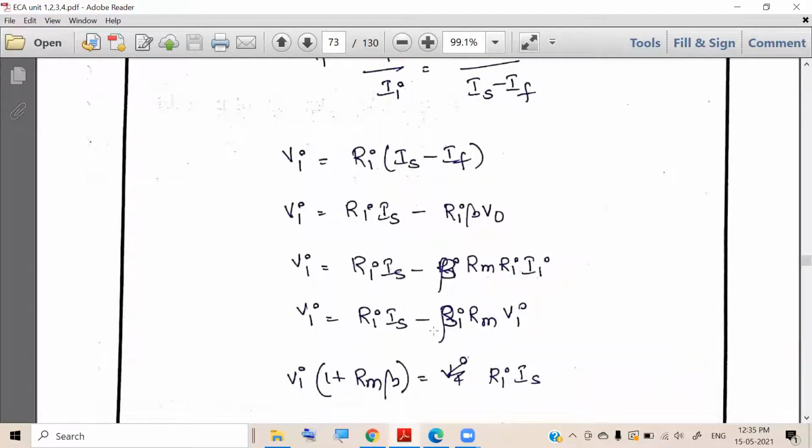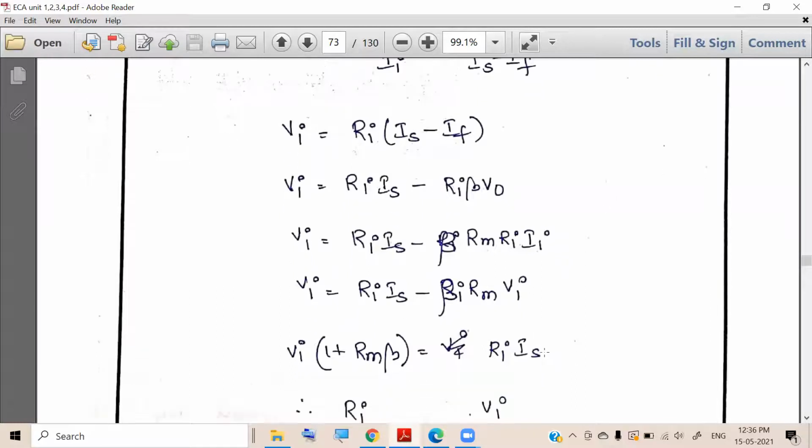This negative term, if we bring it to the LHS, becomes positive. Then, as discussed, here also we have Vi, so we can take Vi common. If we take Vi common, here we will have 1 and here we will have beta Rm. So 1 plus beta Rm, and Ri Is as it is on the RHS.